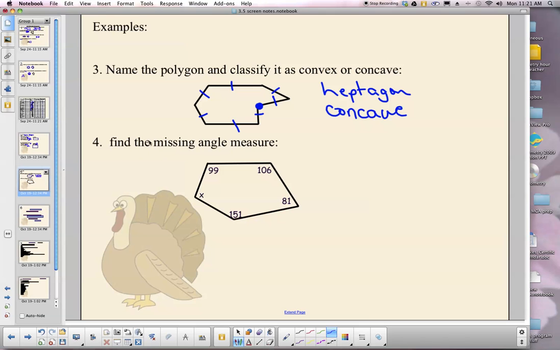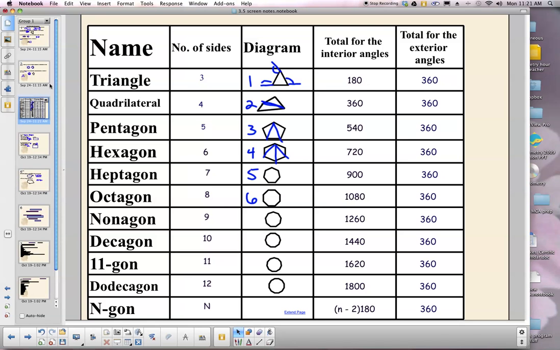Another kind of example that you're going to see in your homework is they're going to give you a polygon with some angle measures, and you're going to have to find the ones that are missing. In order to do that, you have to know what the total of the interior angles are. Okay? And in order to do that, you have to know how many sides it has. So we count sides, 1, 2, 3, 4, 5. It is a pentagon. Okay, so as far as interior angles of a pentagon, you can go back to your chart if you need to. So the total of the interior angles is 540.